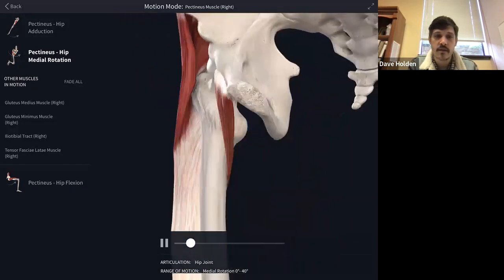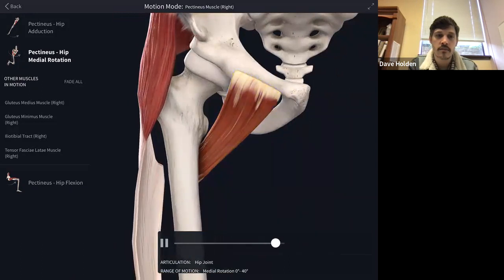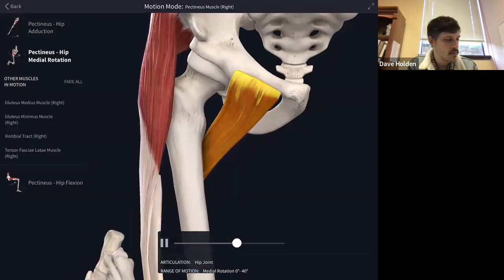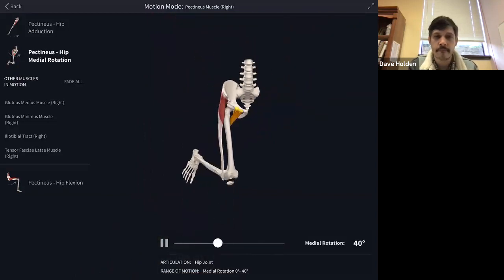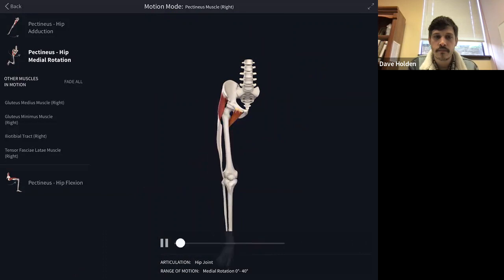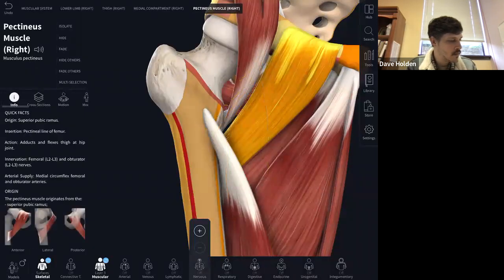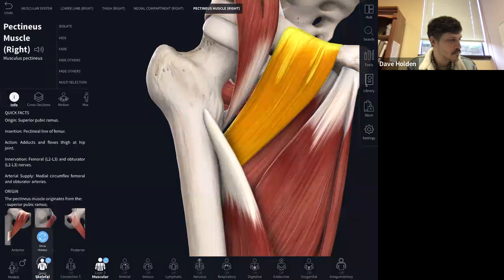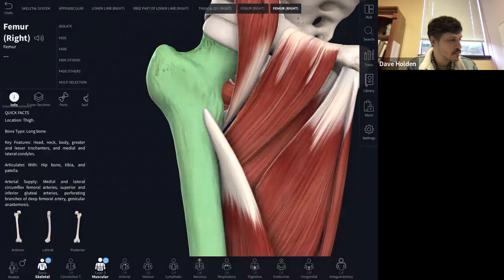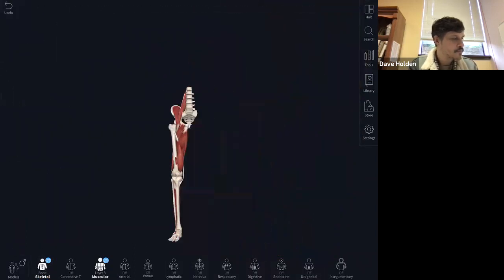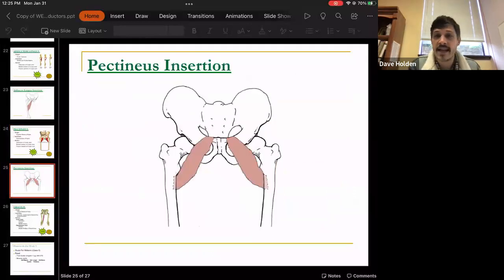Let's take a look from the front. And we'll take a look at the entire leg and see what's going on. All right, pectineus. Good stuff.